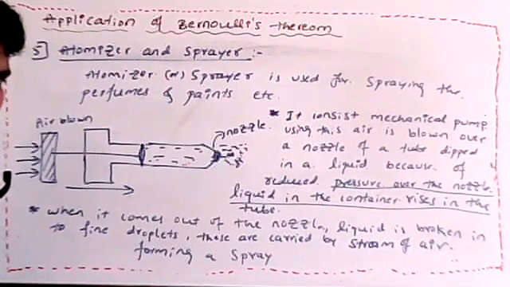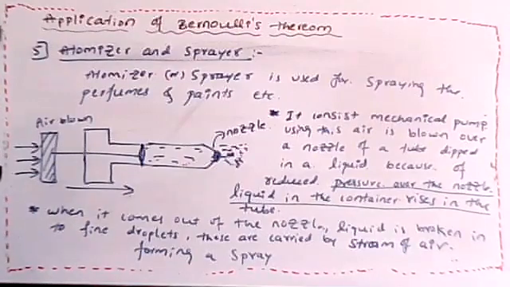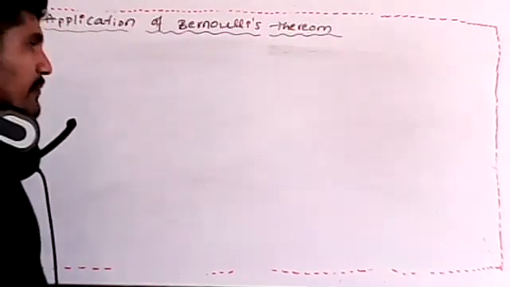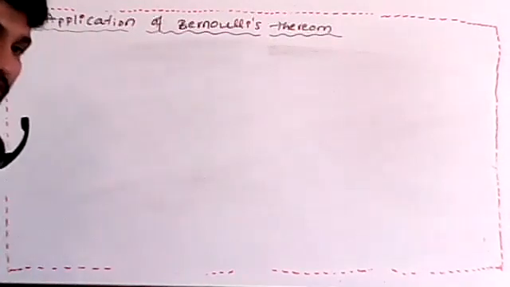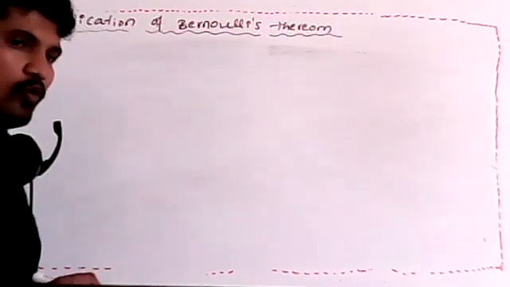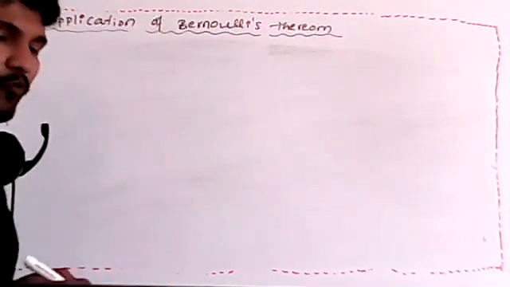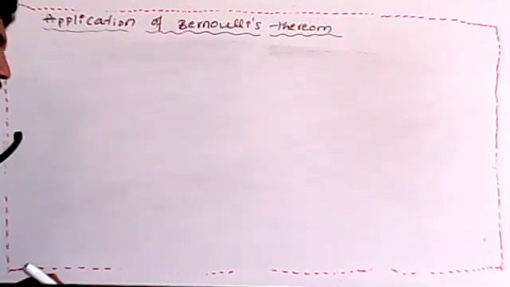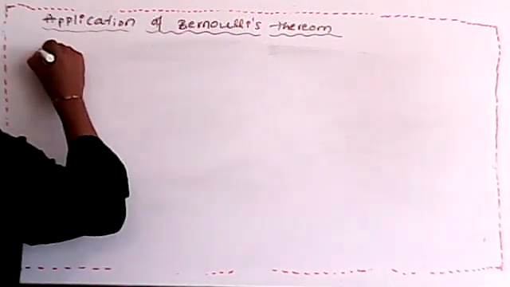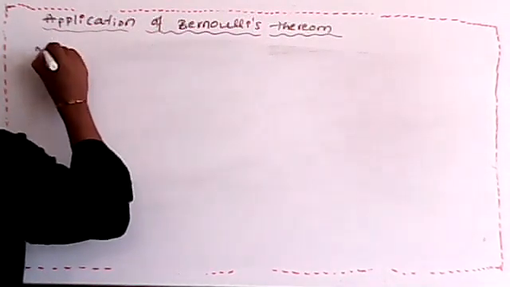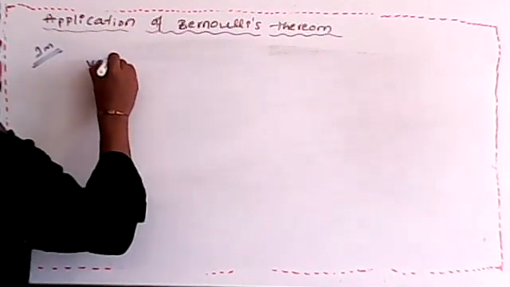Then we will move to the next concept, that is called viscosity. Students, remember, before going to the viscosity concept, one more device is there. It is also considered one of the applications of Bernoulli's principle. That is very important, you may expect it for 1 mark also. That is nothing but the Venturi meter.